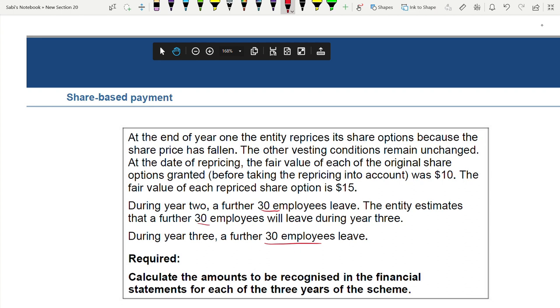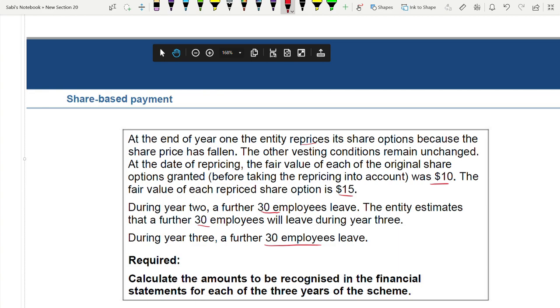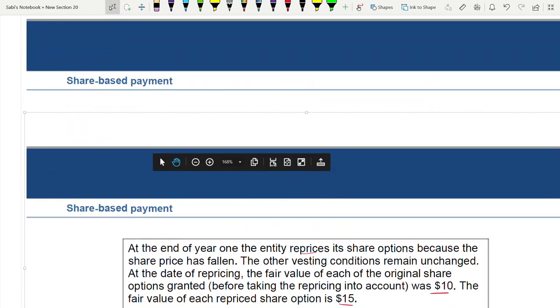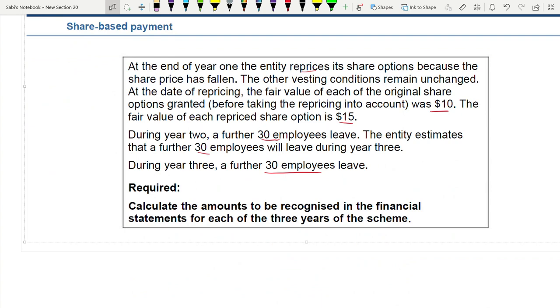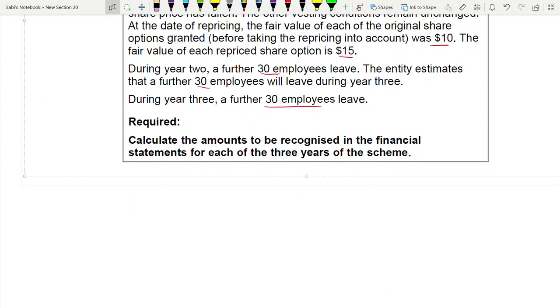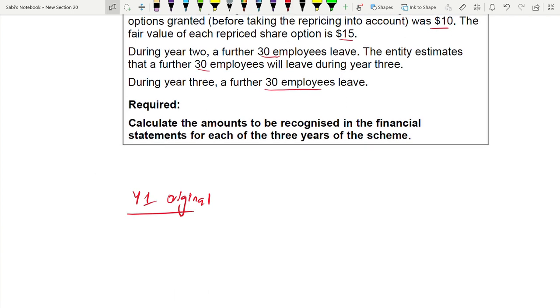At the end of year 1, they reprice. So before repricing, fair value was 10. After repricing, fair value was 15. With this information, we are going to do the calculation. Year 1, original. Year 1, there has been no change because change has been done at the end of year 1. So year 1, 500 employees are there.